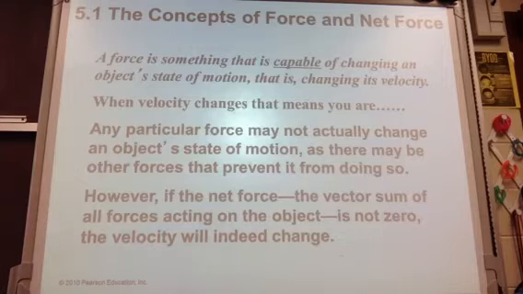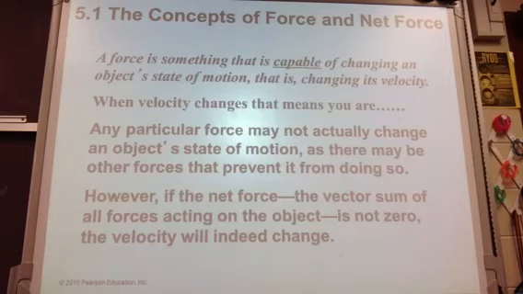Now, any particular force may not actually change an object's state of motion. So I may apply a force to a really large boulder, but that boulder may not move because it may not be a strong enough force to move that object. So there may be other forces. If that object's state of motion doesn't change, then there are other forces that may be preventing it from doing so.